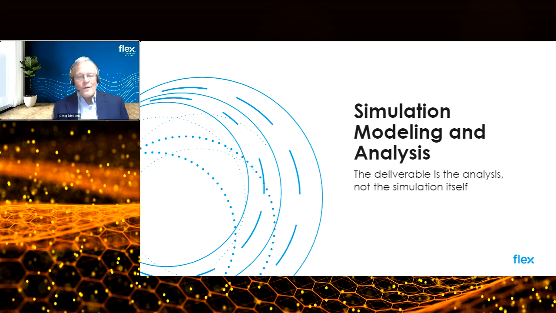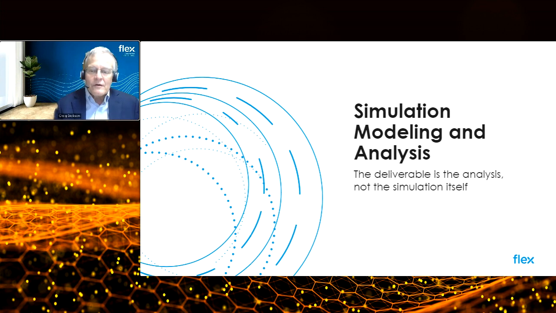One of the most important things that I want to bring out about simulation is that the deliverable of a simulation is the analysis. It's not the model, it's the analysis. Without an analysis, the model is basically just an animation or maybe even a glorified spreadsheet.